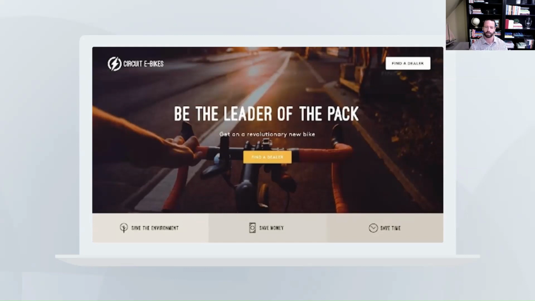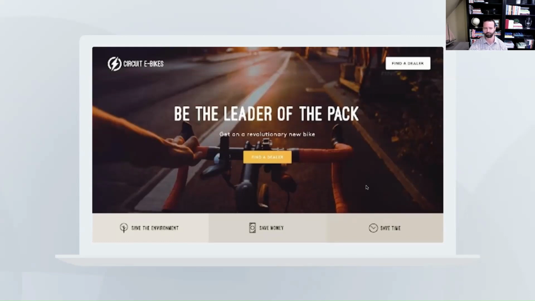So this is a good example of very clean, clear, super concise, right? Be the leader of the pack, 6 to 7 words. Get on a revolutionary new bike. Again, 6 to 7 words right there. Very clean and clear, very on the nose. Nonprofits would do very, very well to emulate this kind of pithy, concise language for their organization.